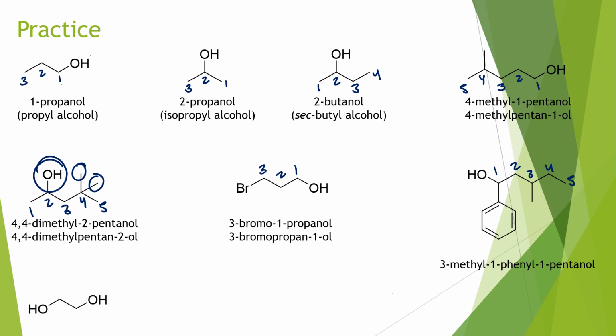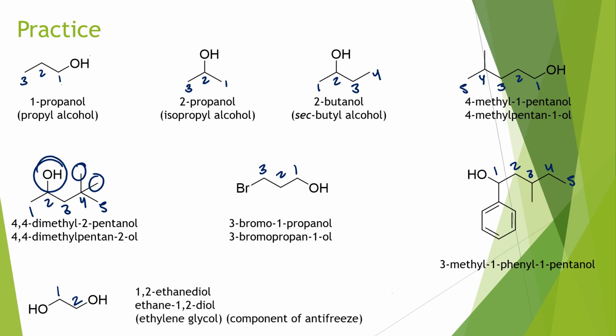Okay, now in the last one on the bottom, go ahead and take a second and think about it. What do you do when you have two of the same substituent? So we have 2 carbons, and the hydroxyl groups are on 2 different carbons. So this would be 1,2-ethane diol, or you could call it ethane 1,2-diol.